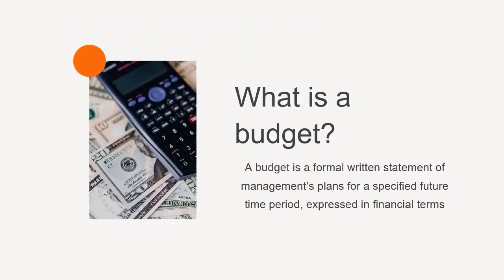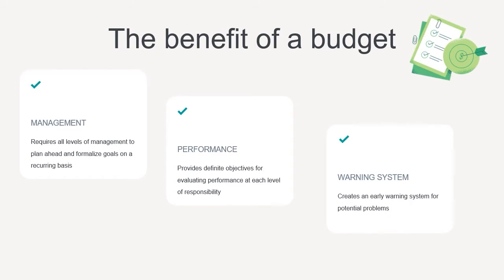A budget is a formal written statement of management's plans for a specified future time period, expressed in financial terms. Its benefits are in terms of management. It requires all levels of management to plan ahead and formalize goals on a recurring basis. Performance. It provides definite objectives for evaluating performance at each level of responsibility.